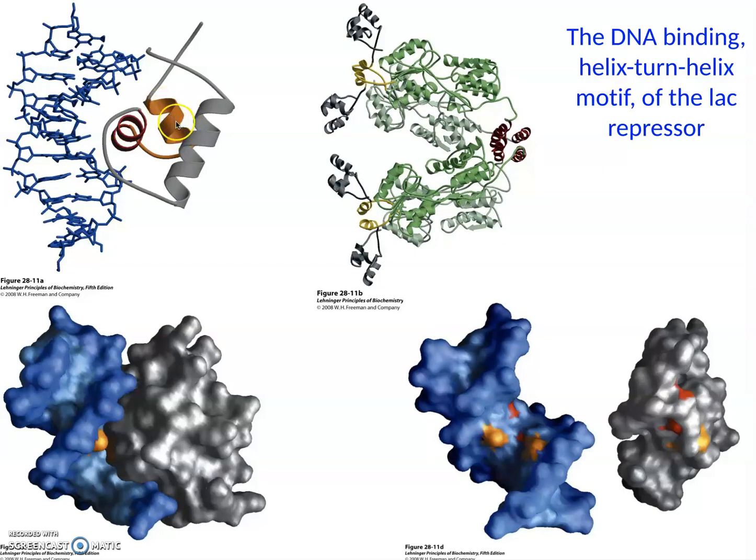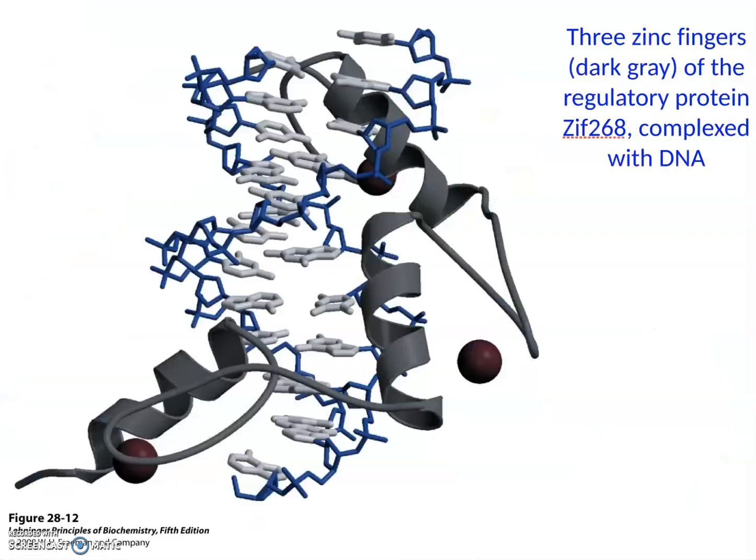You can see it right here: helix, turn, and helix. These fit primarily into the major grooves. These are the binding motifs that are part of the lac operator. You can see them here in gray. These are the helix, turn, helix. They're small, about 20 amino acids, and each helix has about 7 to 9 amino acids. The next motif that I'm going to show you are the zinc fingers.